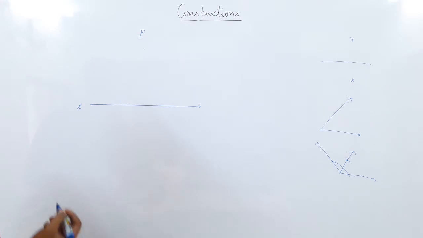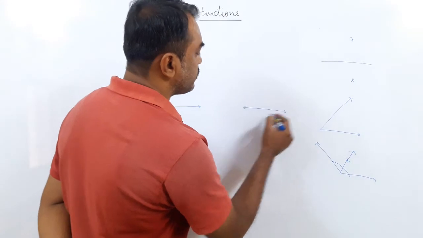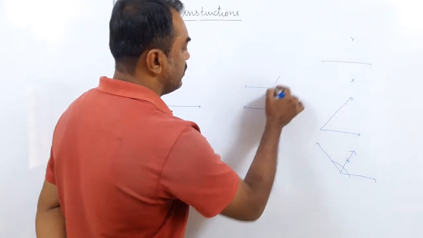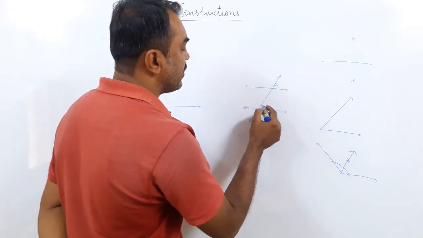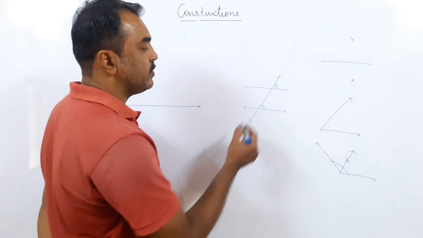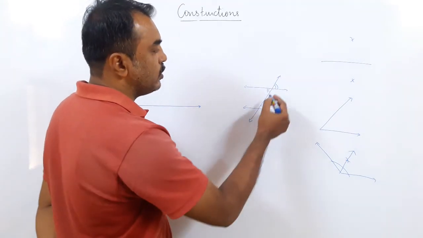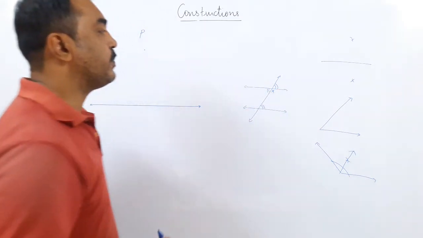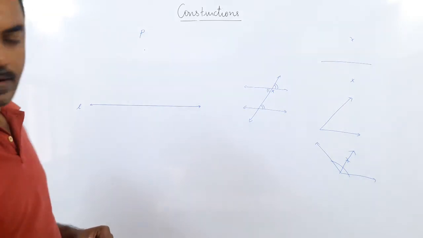If you remember, I'll do a rough diagram. Suppose this is a given line, and I want to draw a line parallel. If I have a transversal, if the corresponding angles are equal, the lines are parallel, or if the alternate angles are equal, the lines are parallel, or if the internal supplementary angles add up to 180, then the lines are parallel. So I can use either of these conditions here to draw a parallel line.